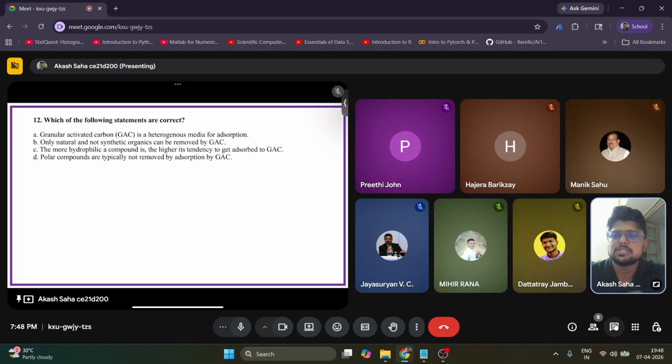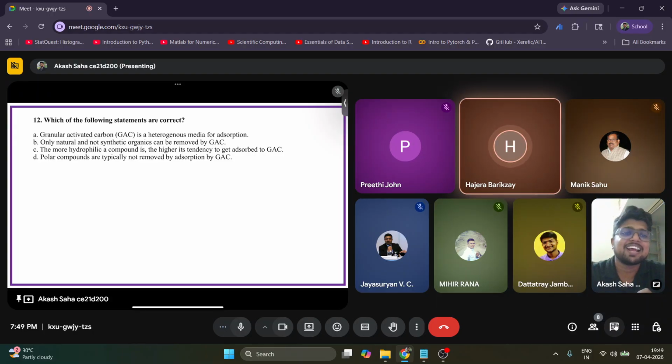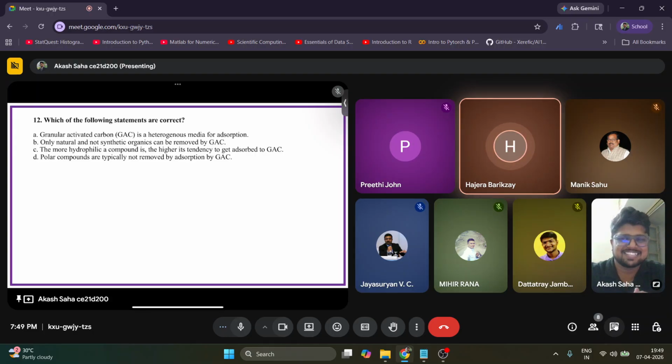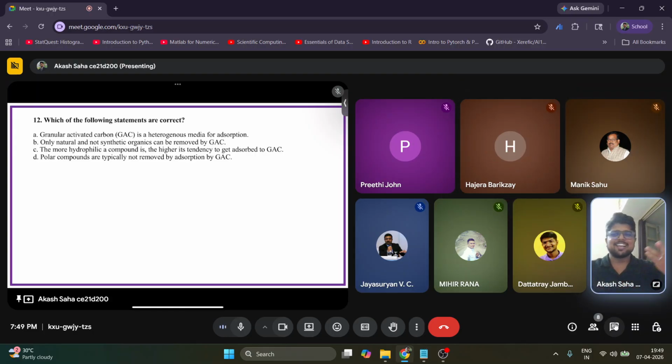Then the third one: the more hydrophilic a compound is. So what do you mean by hydrophilic? Does it hate water, or does it love water? No, hydrophobic is the one that hates water and doesn't want to dissolve in water; phobia means fear. Hydrophilic loves water. So if it's water loving, it will try to stay soluble in the water form. It will not get adsorbed to GAC. So option C is incorrect.